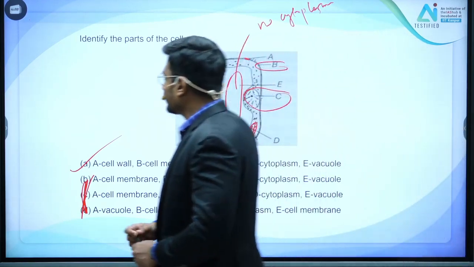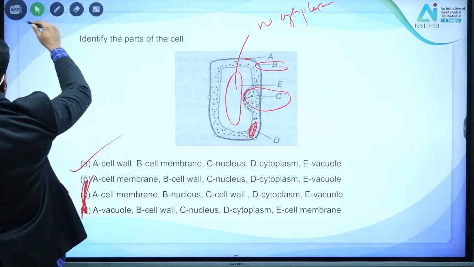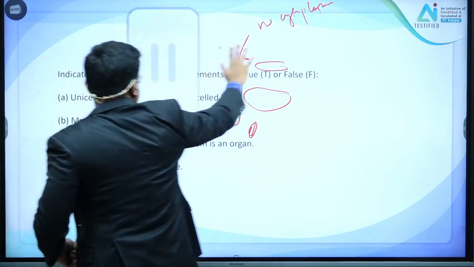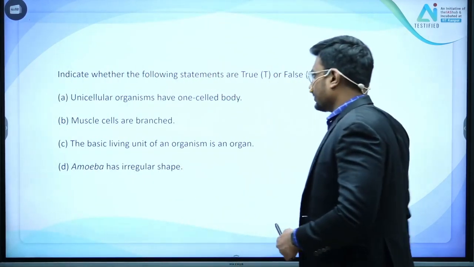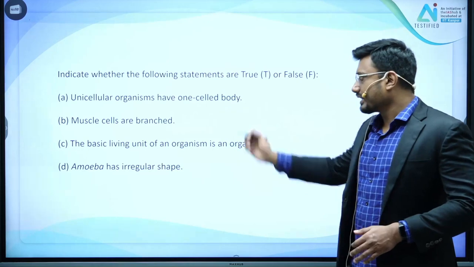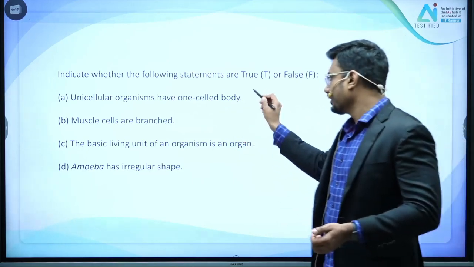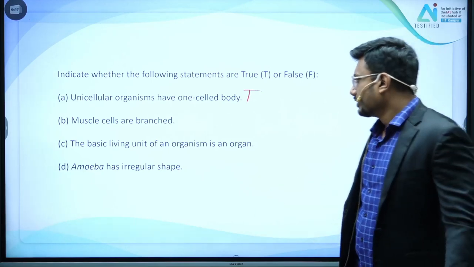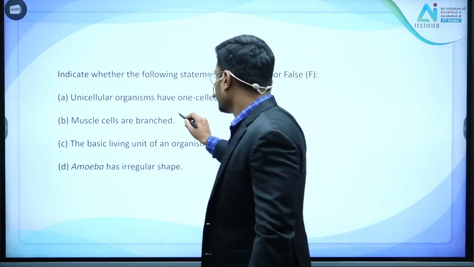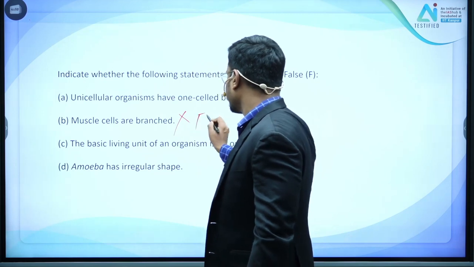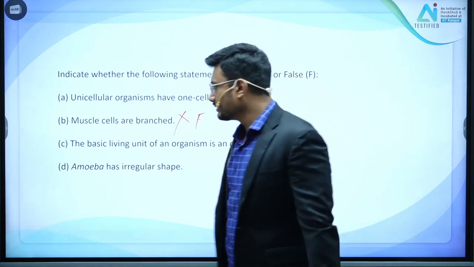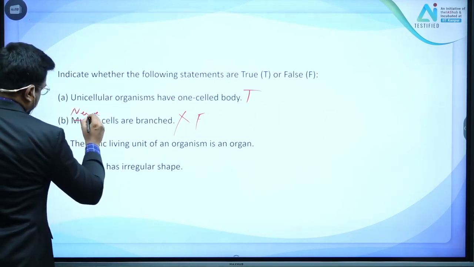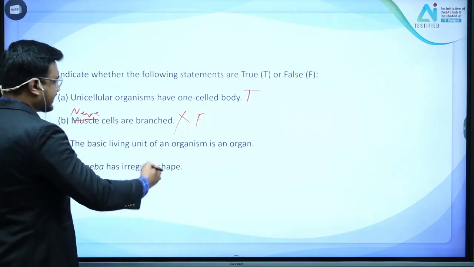So now let's move to the next slide. We need to indicate whether the following statements are true or false. Unicellular organisms have one cell body. Yes, we have learned this in the previous slides. It is true. Muscle cells are branched. This is an incorrect statement because we know that nerve cells are branched and they are long.